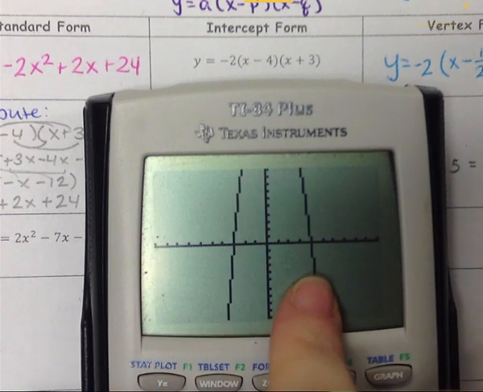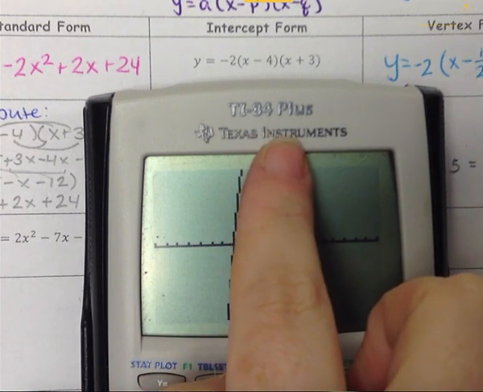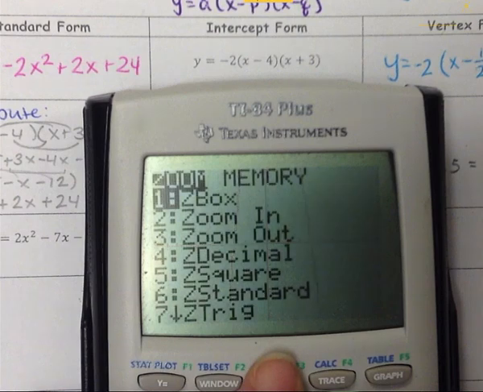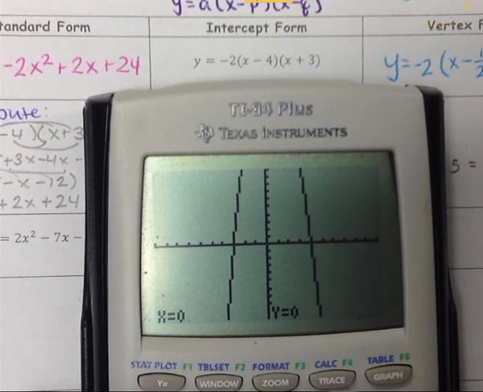Now, I can see that it's opening down. I can't see my vertex, but I can go to zoom. I can go to out. I'm going to press enter on that, but notice that nothing happened.